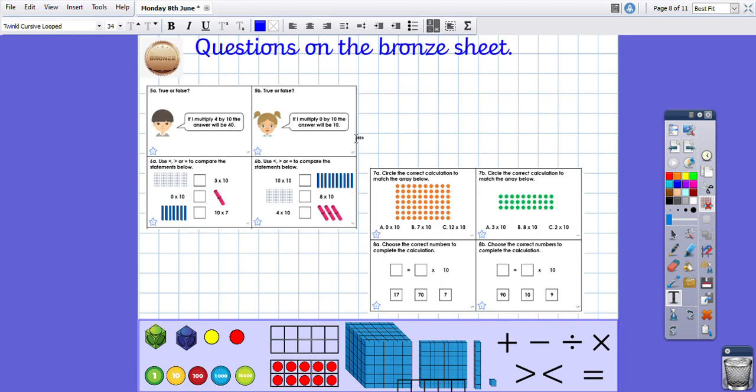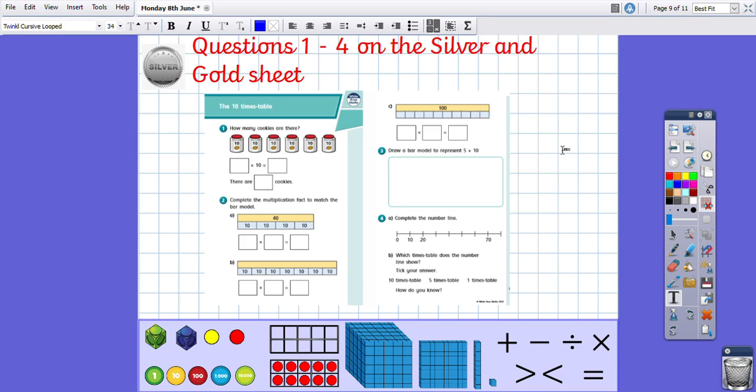Okay, bronze questions today. You've got some true or false questions. You've got to compare the statements with the greater than, less than, or equal sign. You've got some arrays. You need to circle the sum that matches the array. And then you've got to choose the correct number to make the calculation correct. Silver, you're doing questions 1 to 4 on the silver and gold sheet. So you've got to write the calculation for the cookies, complete the bar models, draw your own bar model to represent another sum, and complete the number line.